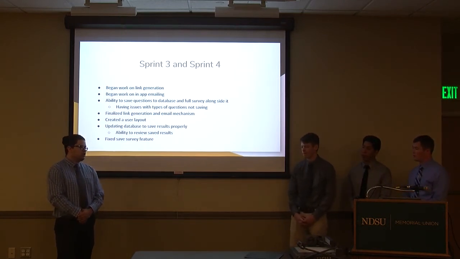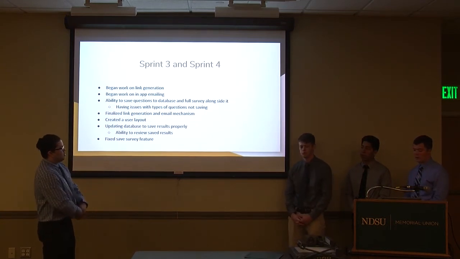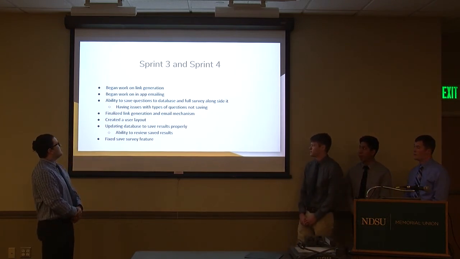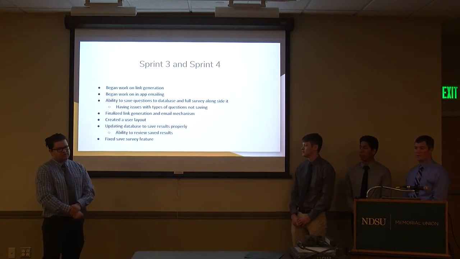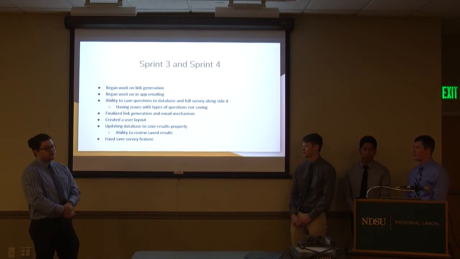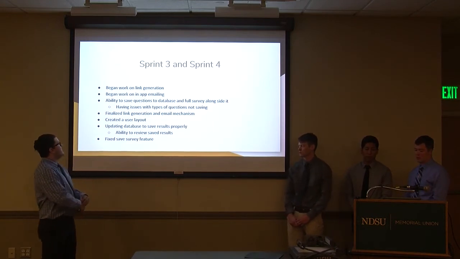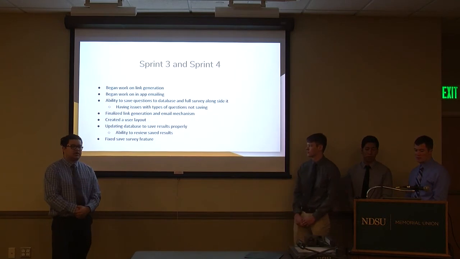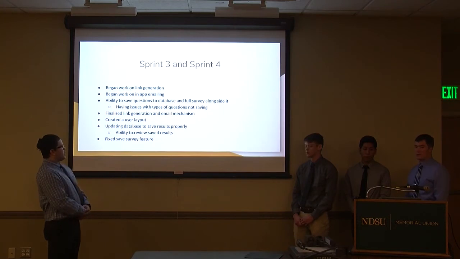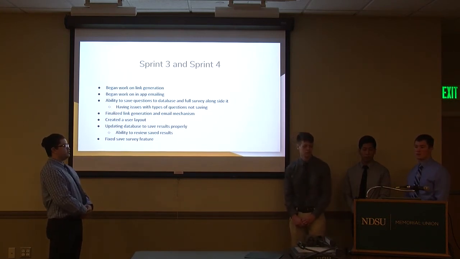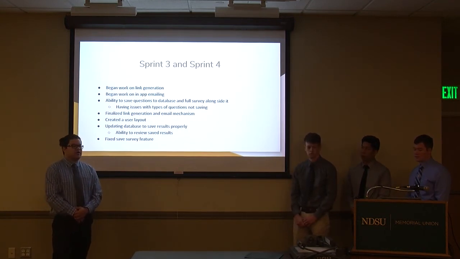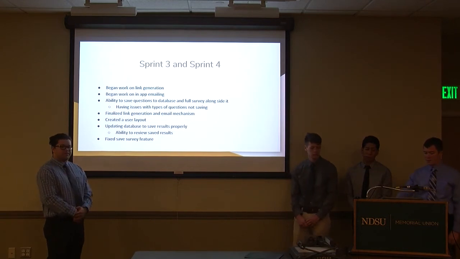In sprint 3 and 4, we began work on link generation and the email functionality within the app. We added the ability to save questions based on a survey ID and question ID to associate them together, and finalized the link generation mechanism and in-app email ability. And finally, we updated the database to save the results properly, because we had a few issues with different types of questions not saving correctly, and we fixed the survey.